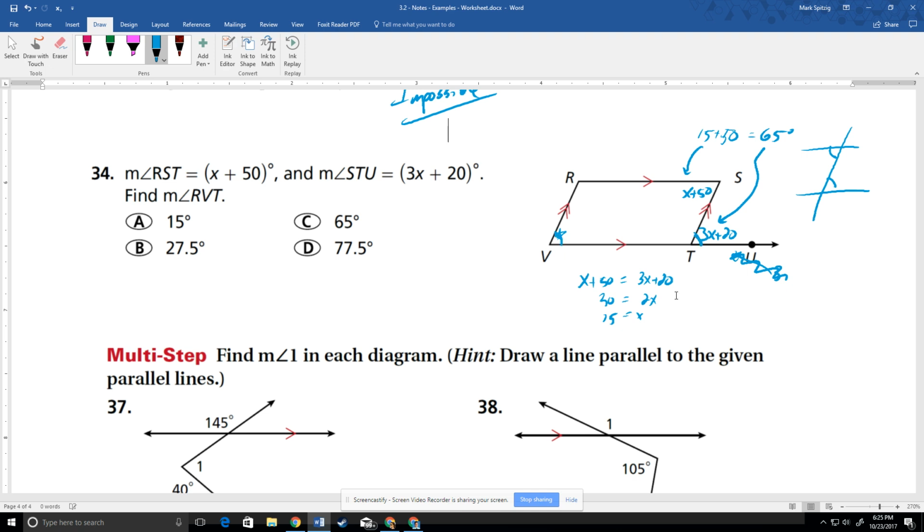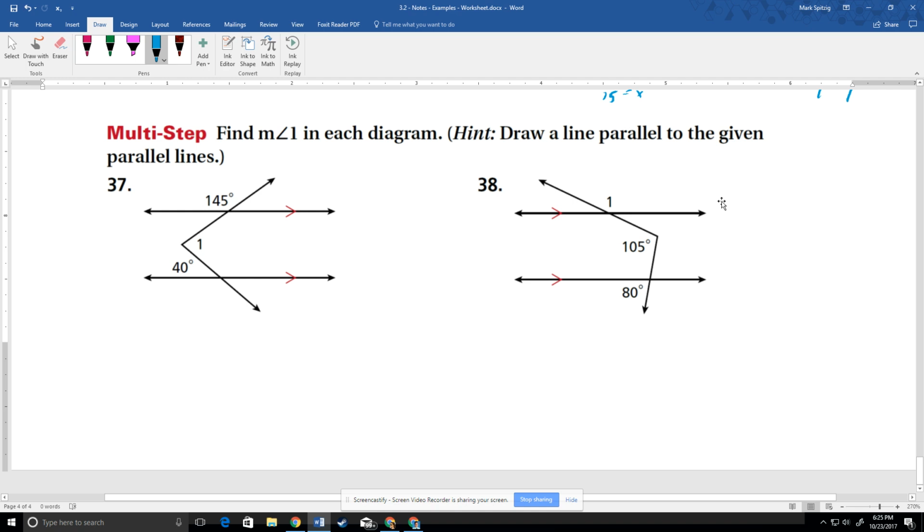Well, if RV and ST are parallel, then these are corresponding angles, right? It's kind of like, sorry, other way around, actually. It's sort of like if these are parallel here and we have this transversal, then this angle right here and this angle right here are the two. And we know that that's 65. So this also has to be 65, right? So bam, C.